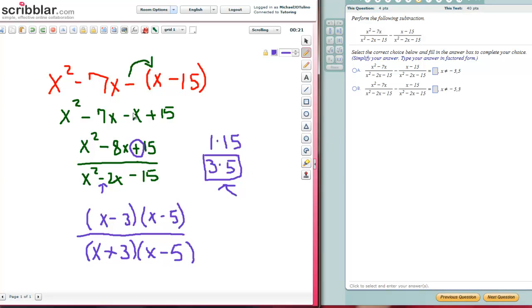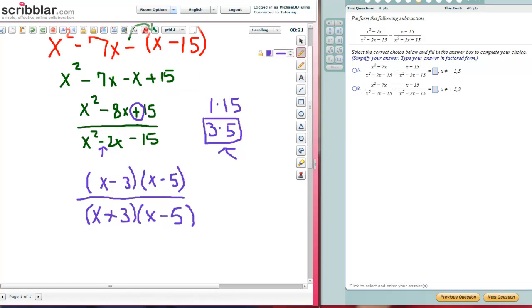All right, so from here, one other thing is, let's just make sure it says perform the following subtraction. Select the correct choice below and fill in the answer box to complete your choice. So for this one here, it says, oh, okay, good. It says simplify your answer. And that's what I'm going to show you. I'm going to show you how to simplify your answer.